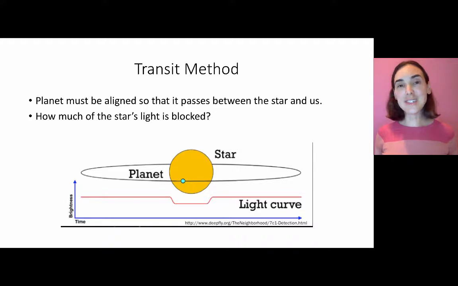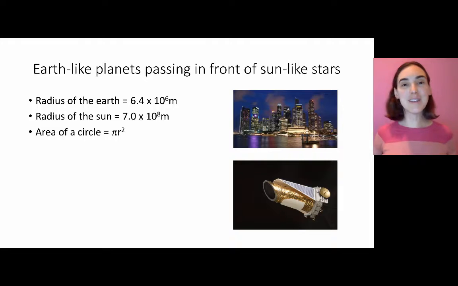One thing to notice is that the planet has to line up so that it passes between the star and us. If the planet is orbiting the star in a plane that's perpendicular to our line of sight, we have no way of knowing it's ever there. We can only detect it if it blocks some of the light from the star as viewed from the Earth. And then the next question is, well, how much of the star's light is it going to block?